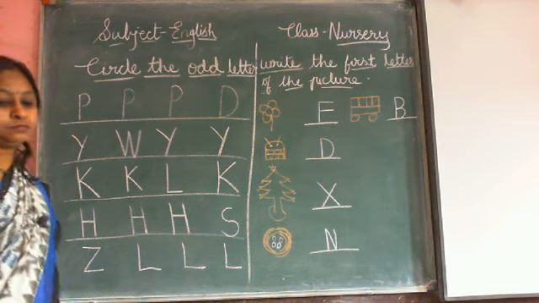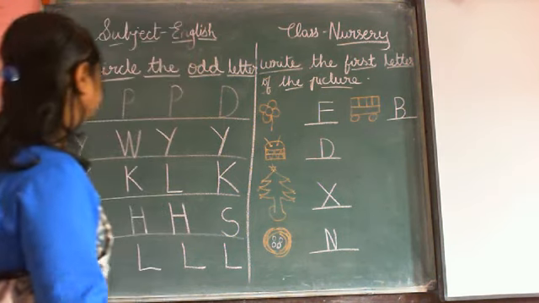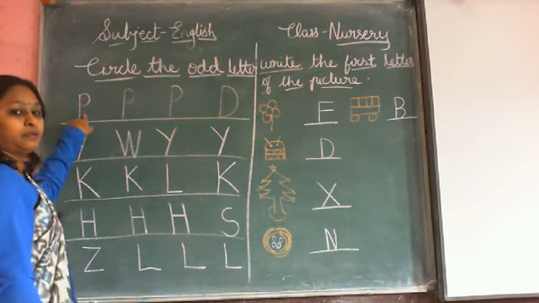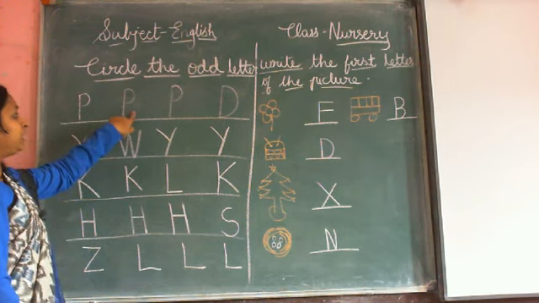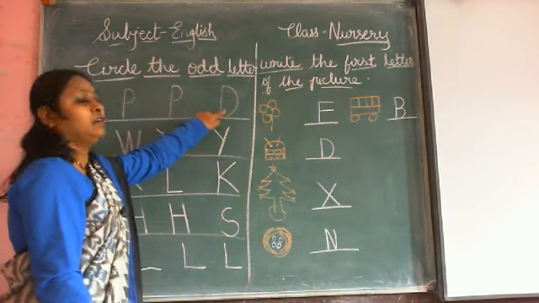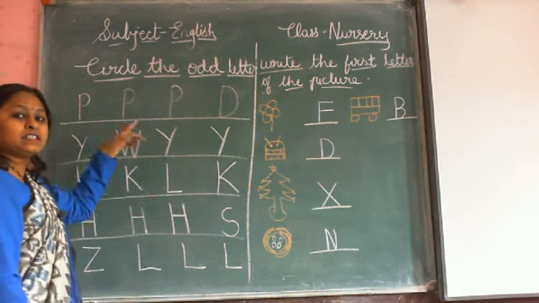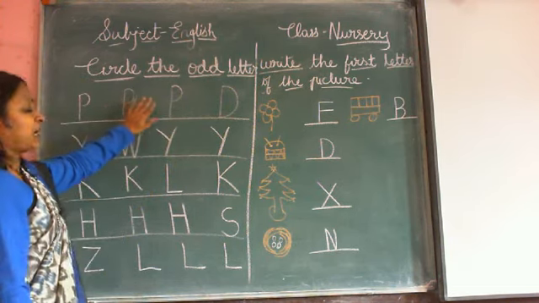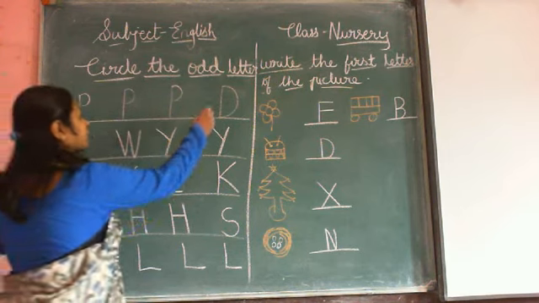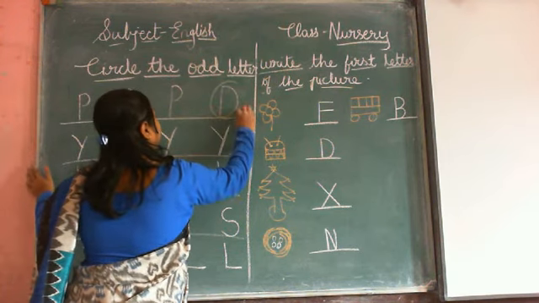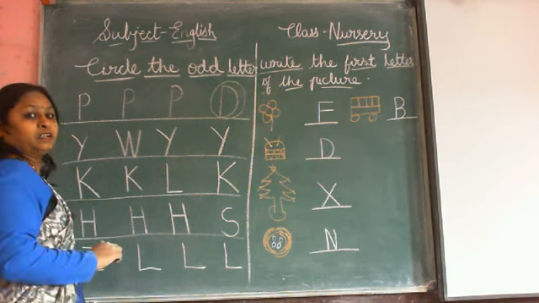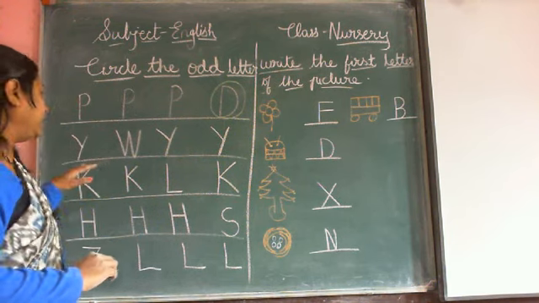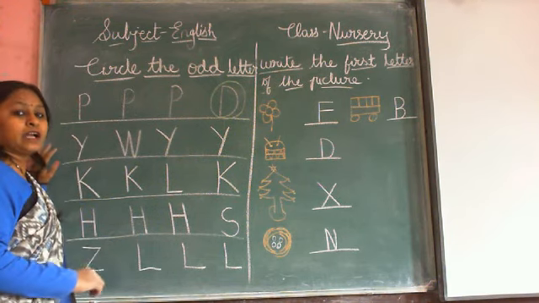Look here. Which letter is this? P, P, P, D. So which letter is different? Which one is odd? D. Because P, P are same but D is different. So we will circle the letter D.